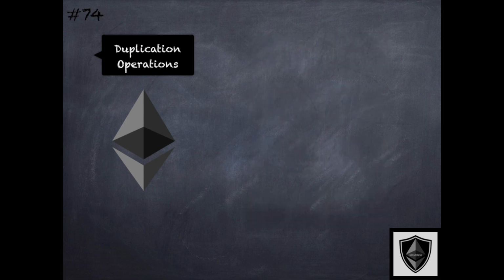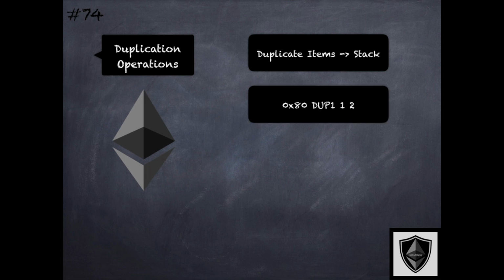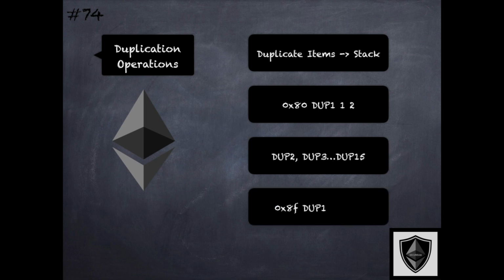stack. The next category of instructions that operate on the stack are the duplication operations. These duplicate items that are already on the stack. So dupe 1, for example, duplicates the first stack item. Then we have dupe 2, dupe 3, all the way to dupe 16 that duplicate those respective stack items.